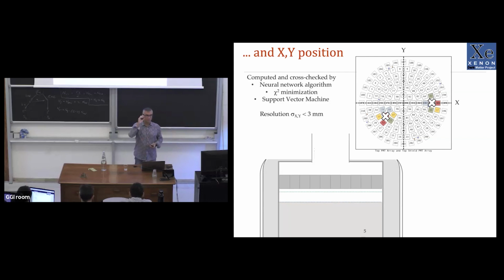And so I can use the fiducialization that we mentioned yesterday, because WIMPs are expected to interact uniformly in the volume, while background is expected mostly in the outer layers. So the position is very important. The capability to distinguish single and multiple.